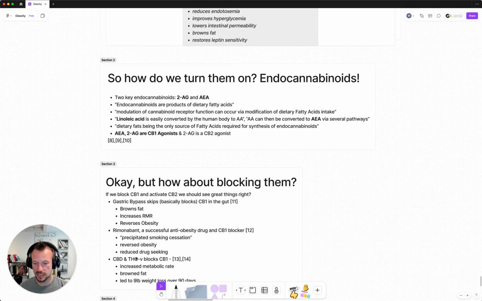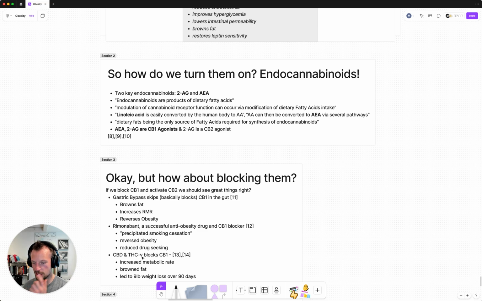And thirdly, we've also seen in humans that CBD and THCV are cannabinoids. They're plant cannabinoids, and they block the CB1 receptor. The psychoactive part of marijuana is THC. You also have THCV, which is not psychoactive. And THC is a CB1 agonist. It turns it on. That's where you get the munchies when you smoke certain strains of weed. CBD and THCV will block your CB1.